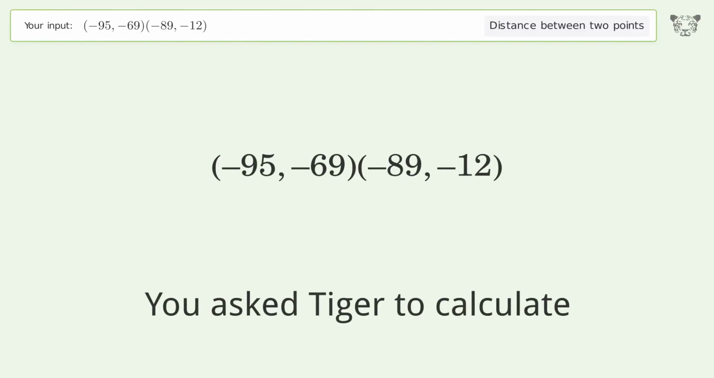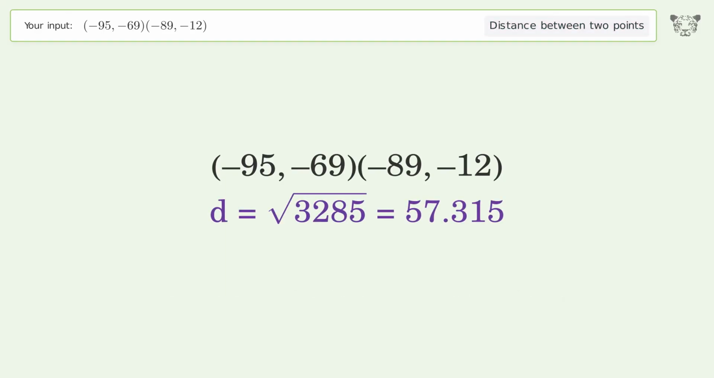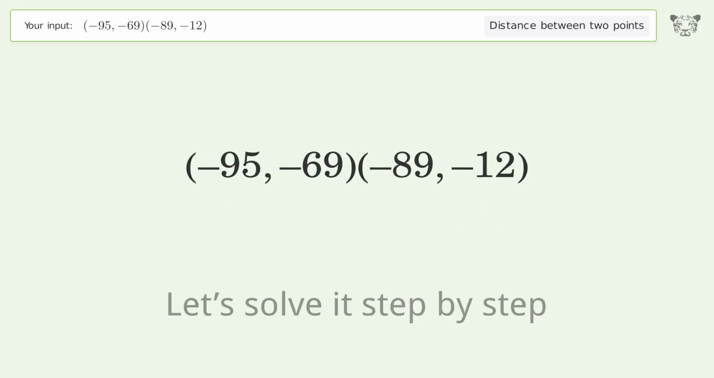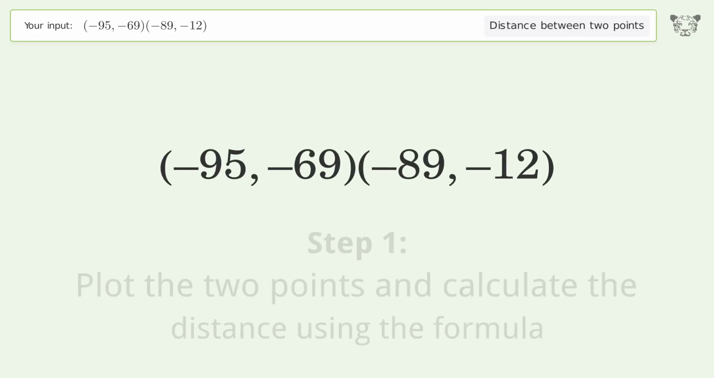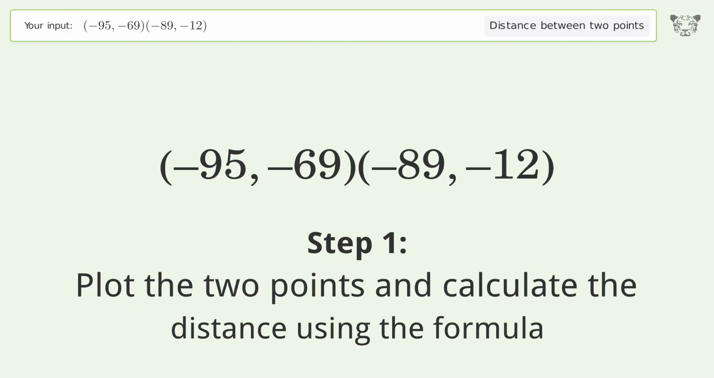You ask Tiger to calculate. This deals with the distance between 2 points. The distance between the 2 points is the square root of 3,285 or 57.315. Let's solve it step by step. Plot the 2 points and calculate the distance using the formula.